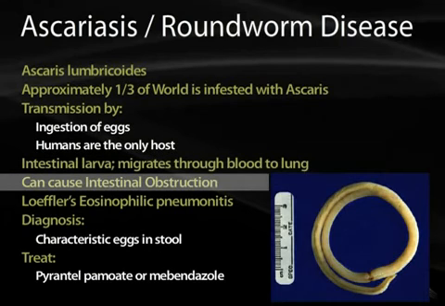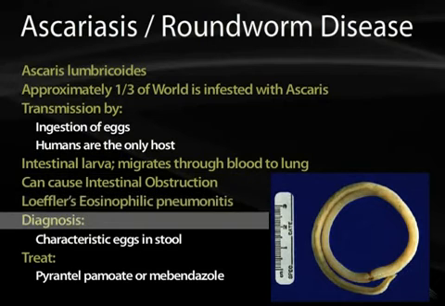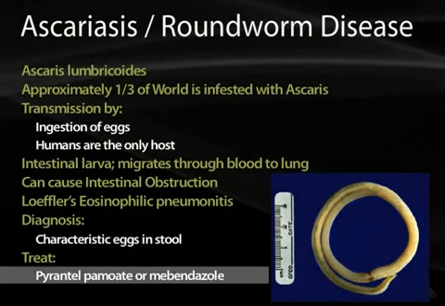It can cause intestinal obstruction. When the worms multiply enough, they can actually fill up the cavity of our intestine and cause obstruction. We can get Loeffler's eosinophilic pneumonitis. You diagnose it by getting the eggs, which are characteristic in the stool, and you treat it with pyrantel pamoate or mebendazole.